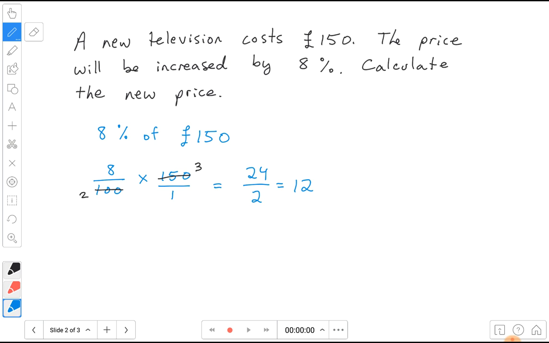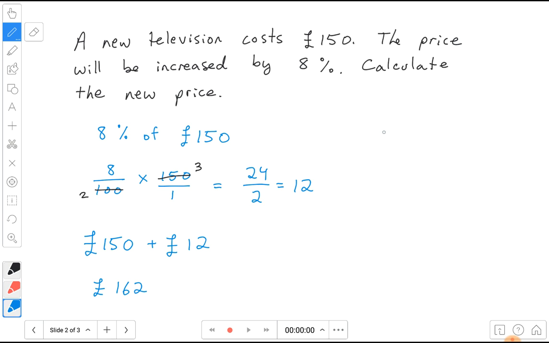So our new price will be the original price, which is 150 pounds, plus the 8% increase, which is 12 pounds. So our total will be 162 pounds. That's the new price of the television.